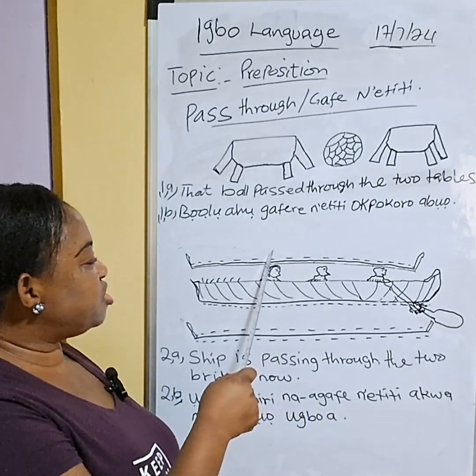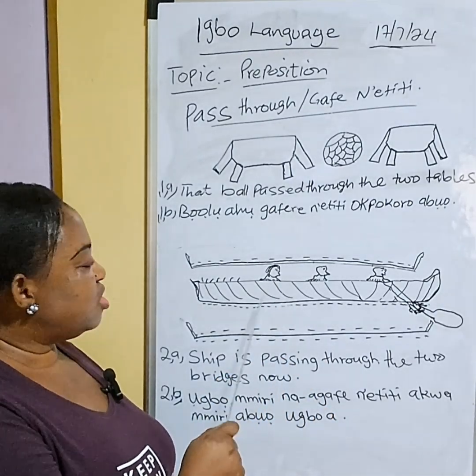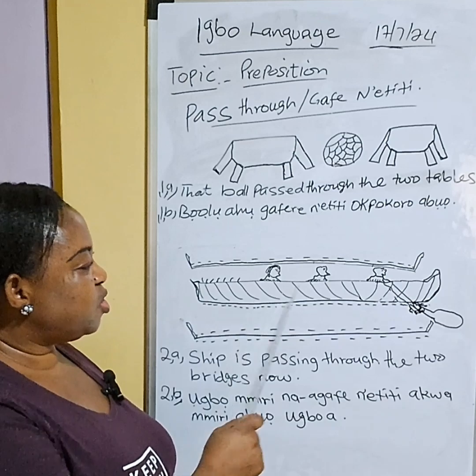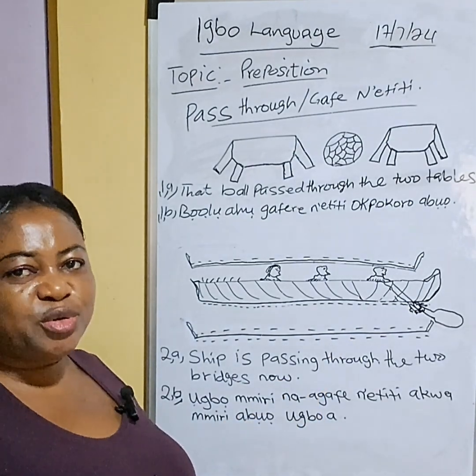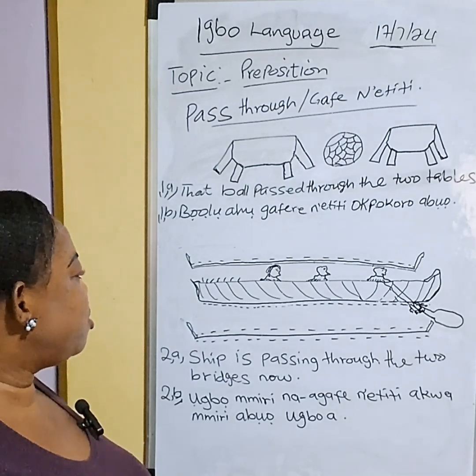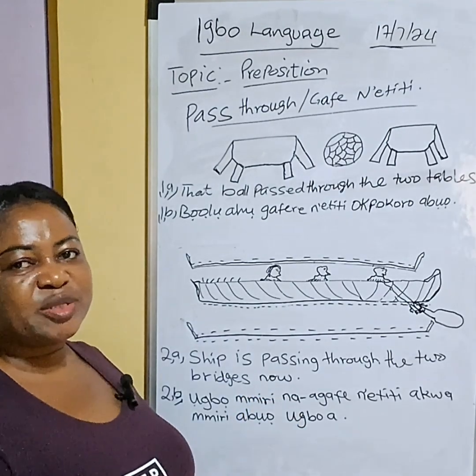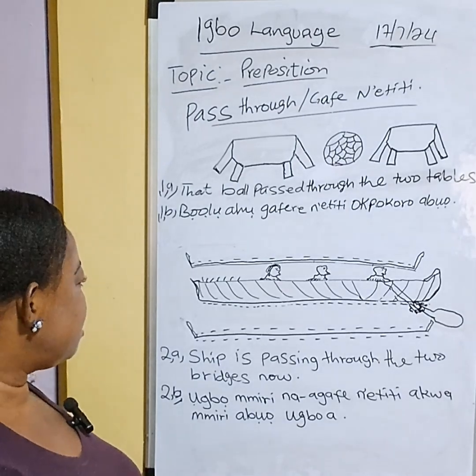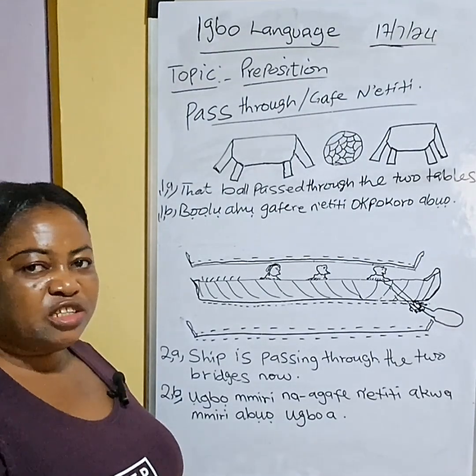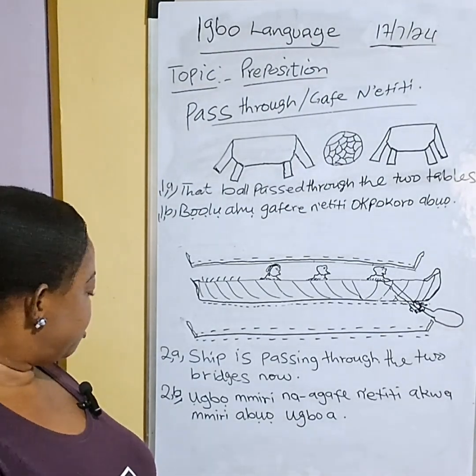Look at the first bridge, the second bridge. Look at the ship. Look at the captain driving the boat or the ship. Look at the passengers. Let's see it in Igbo example.